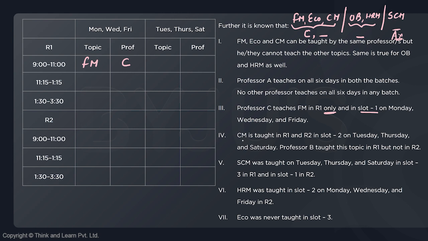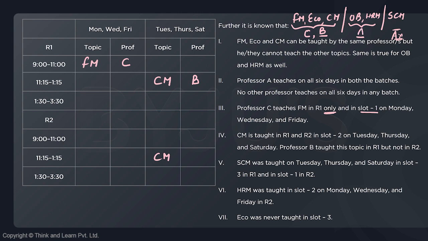What next? CM is taught in R1 and R2 in slot 2 on Tuesday, Thursday, Saturday. So CM is taught in R1 and R2 in slot 2 on Tuesday, Thursday, Saturday. Tuesday, Thursday, Saturday, slot 2. That I have written CM over here. Professor B taught this in R1. So Professor B taught this in R1. That means this other professor is B. B is that professor who can teach FM, economics and CM.